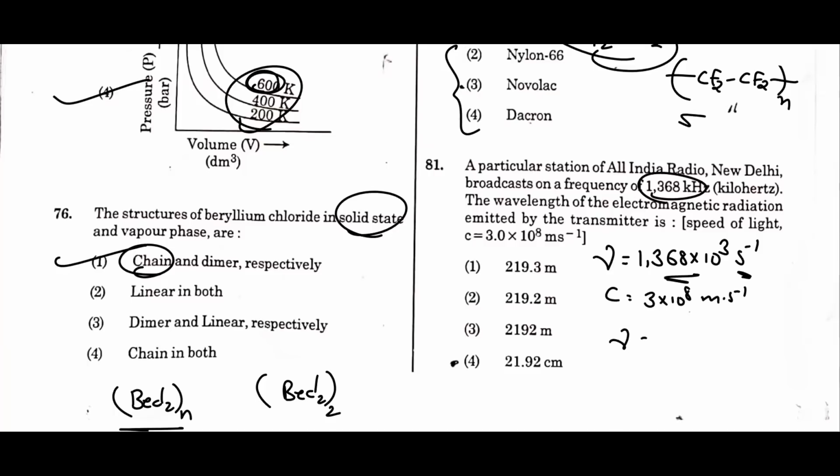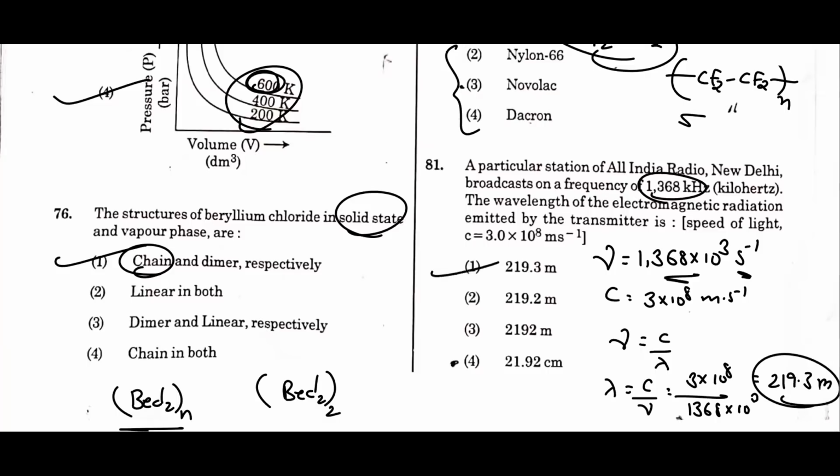And we all know nu is equal to C by lambda, then lambda is equal to C by nu, then your answer is 3 into 10 power of 8 by 1368 into 10 power of 3. Upon solving, we will be getting around 219.3 upon rounding it off. Okay, so option 1 is the correct answer.